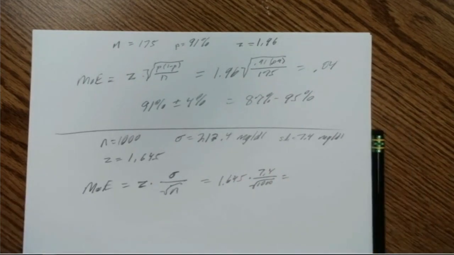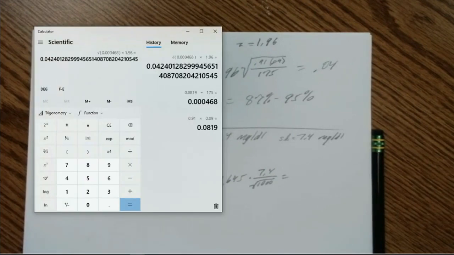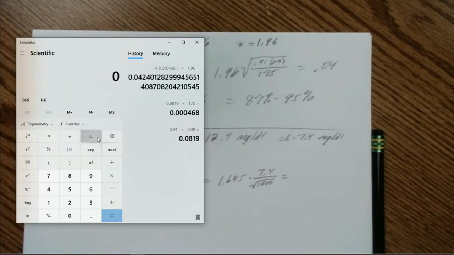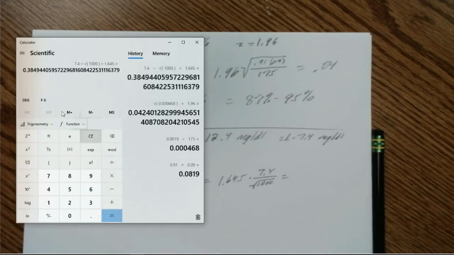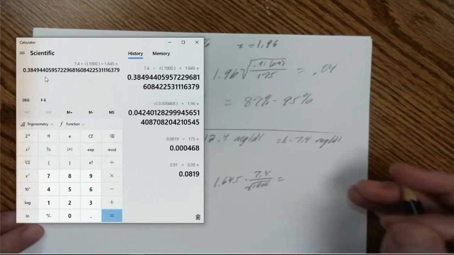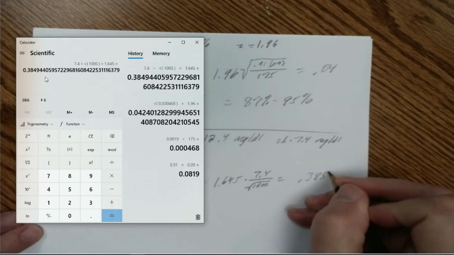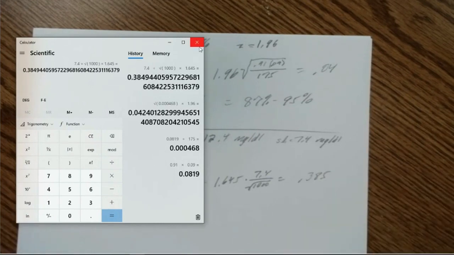Okay, calculator time once again. All right, let's clear that last one out. So I need the square root of 1,000 first. Oh, wait. I have to divide it into 7.4. 7.4 divided by the square root of 1,000 is 0.234, times 1.645. So it equals 0.385. Close that out.